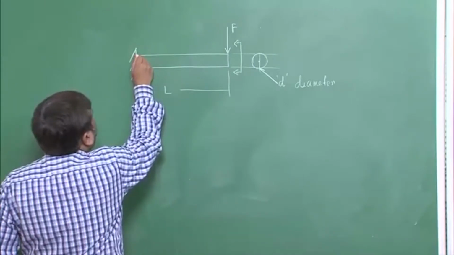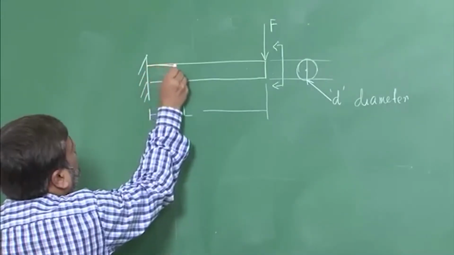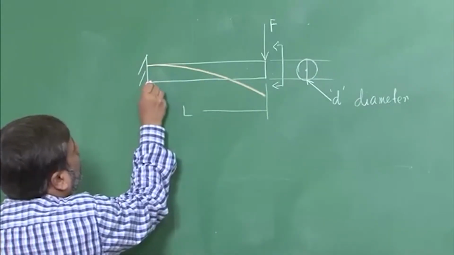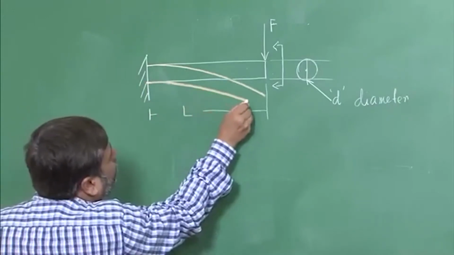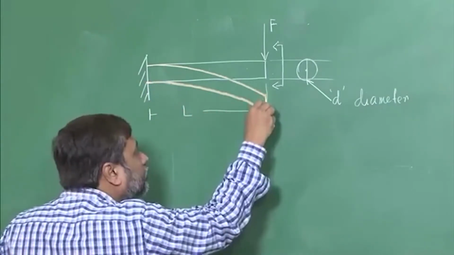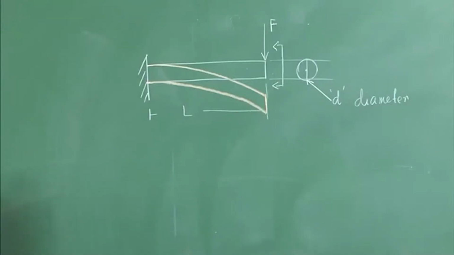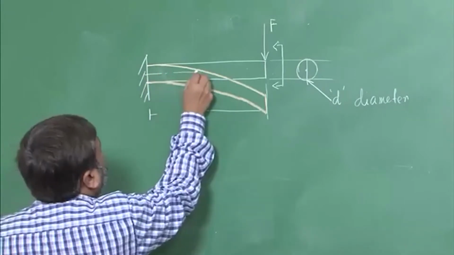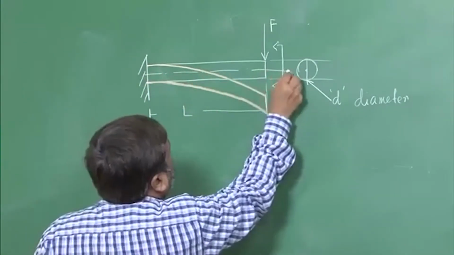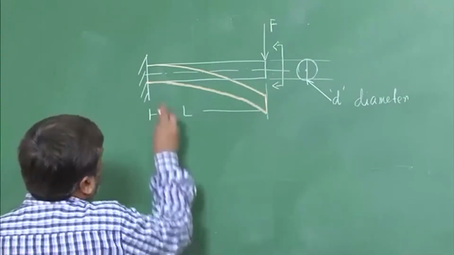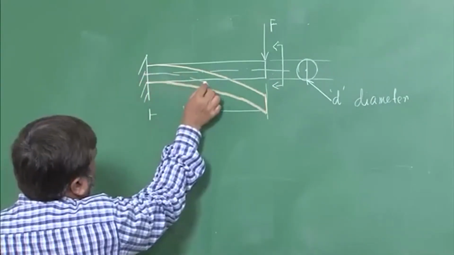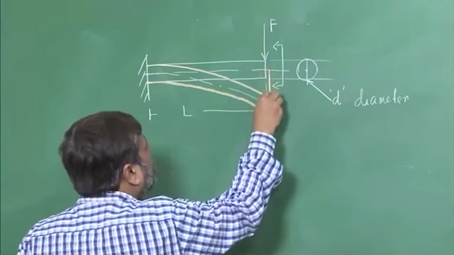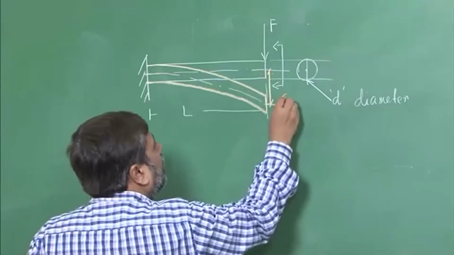If you try to exaggerate the deflection, let us say the load is quite high, then this is the way it is going to deflect, which means that the central point of the beam, compared to the same center line, this distance is delta.